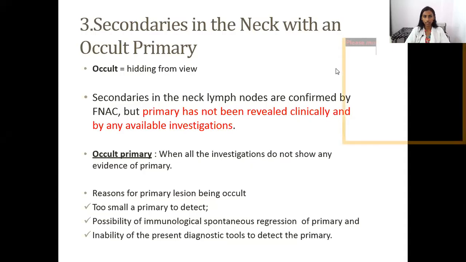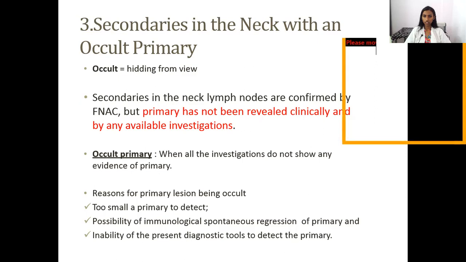So the third type is secondaries in the neck with occult primary. Occult means hiding from view. So here we don't know what the primary is. The secondaries in the neck lymph nodes are confirmed by FNAC, but the primary has not been revealed clinically or by any available investigations. So when all the investigations do not show any evidence of primary, then you call it an occult primary. That is the third type.